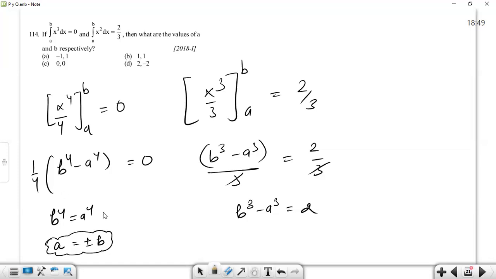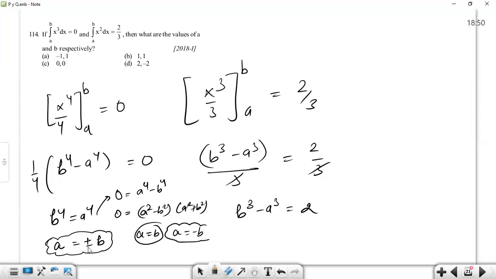Understood or not? If not, let's solve this further. 0 is a^4 minus b^4. 0 can be rewritten as (a square minus b square) into (a square plus b square). So here you can simply see a square can be b square, so we can write a can be equal to b, or a can be equal to minus of b. That is for sure. A can be written as plus minus b. Now is that clear, everyone?